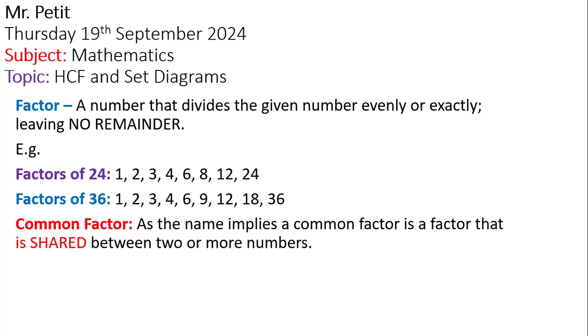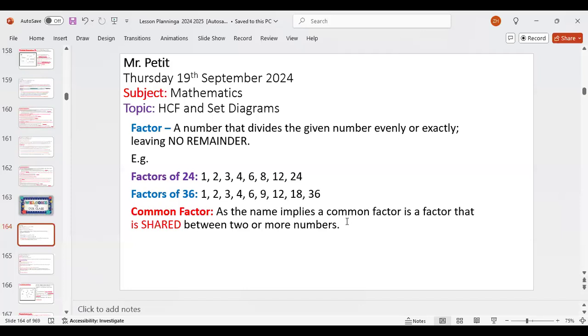A common factor is a factor that is shared between two or more numbers. Very good. It's a factor shared between two or more numbers. So if we go to the factors of 24 and the factors of 36, let's go ahead and list the common factors.